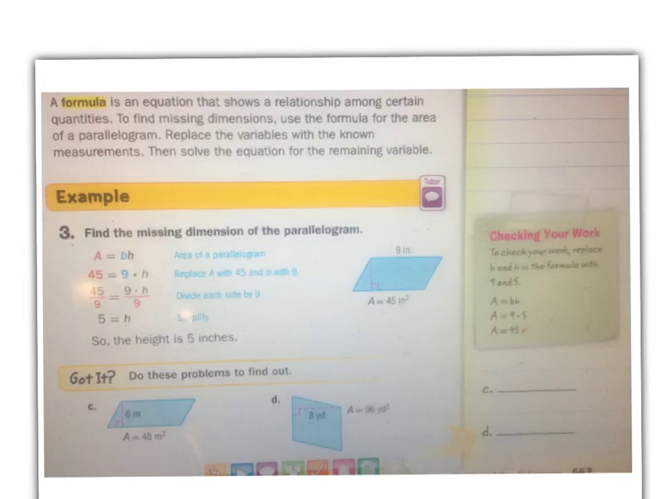Well, this is pretty easy. You could do that in your head. You know that 9 times 5 is 45. So you're pretty sure that 5 is the height.